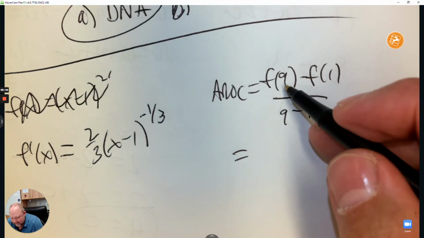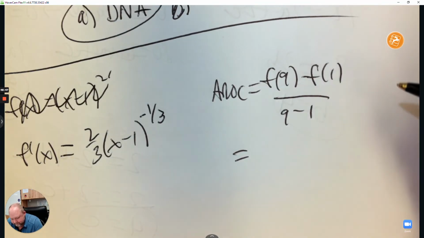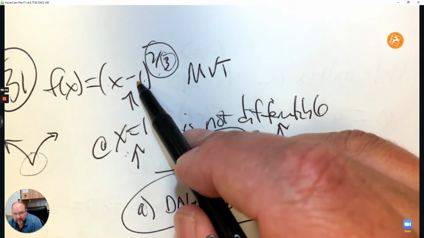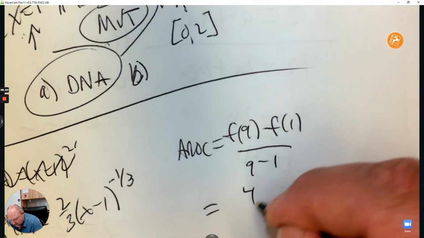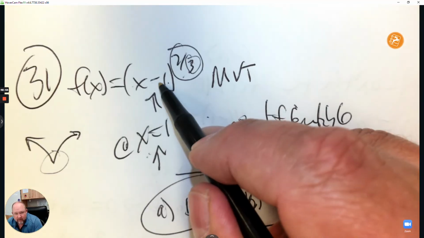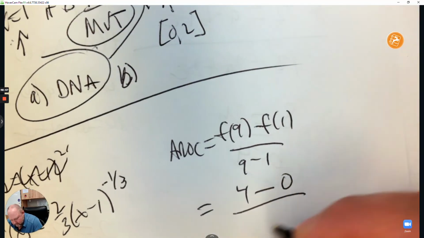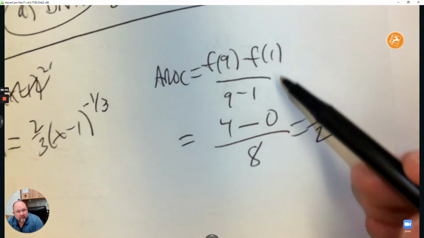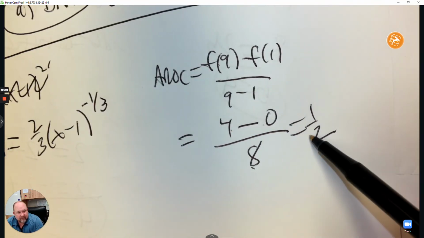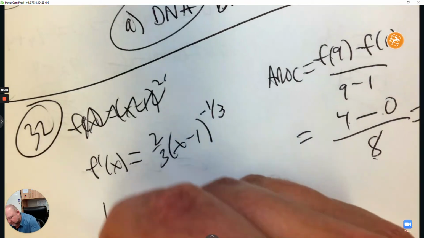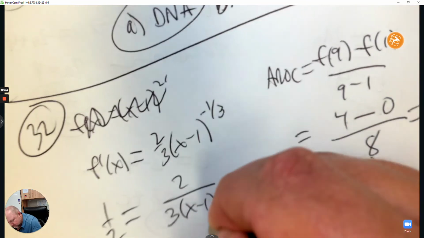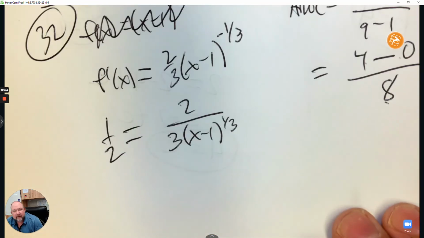So we plug in 9. 9 take away 1 is 8. The cube root of 8 is 2, and 2 squared is 4. Plug in 1, and 1 take away 1 is 0. So I plug in and I get the answer 1/2. So I'm going to set the derivative equal to 1/2, and I'm going to solve it.